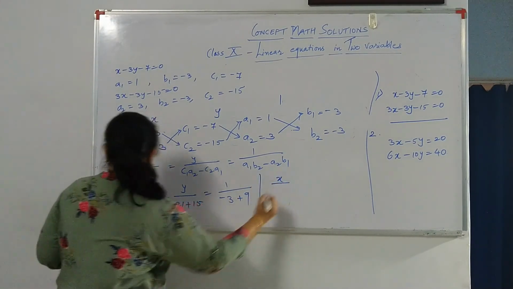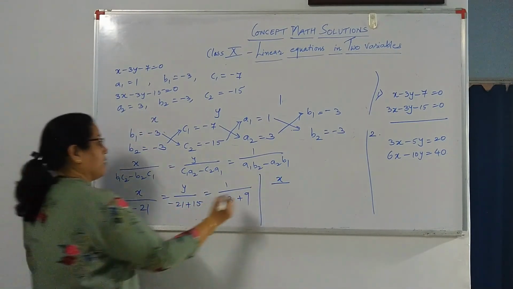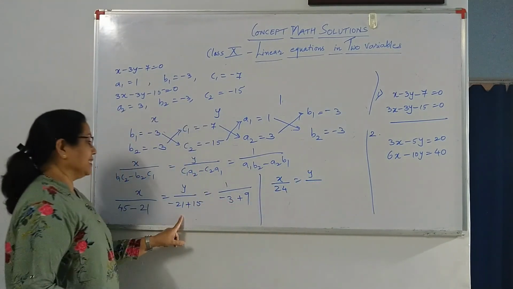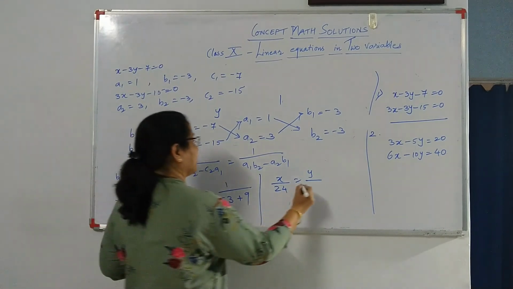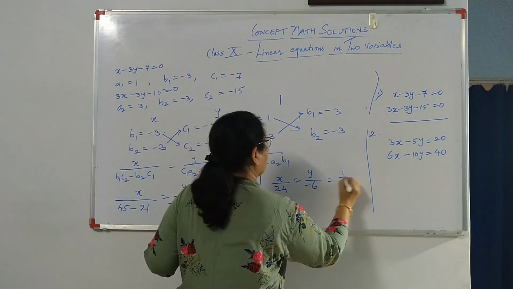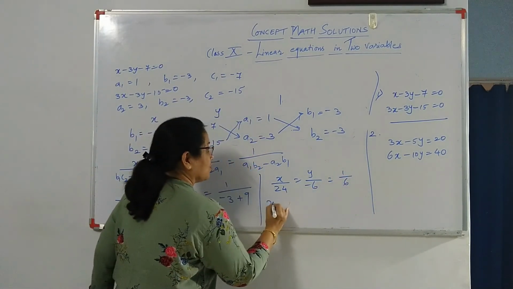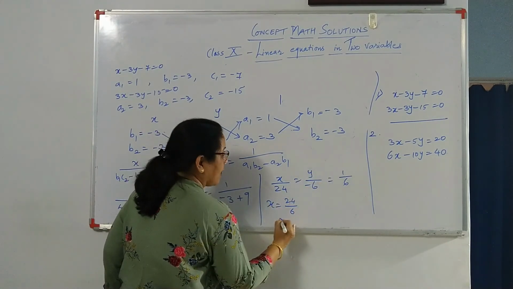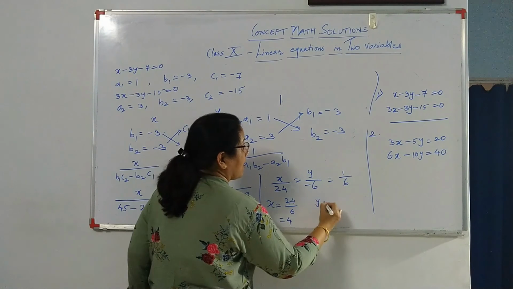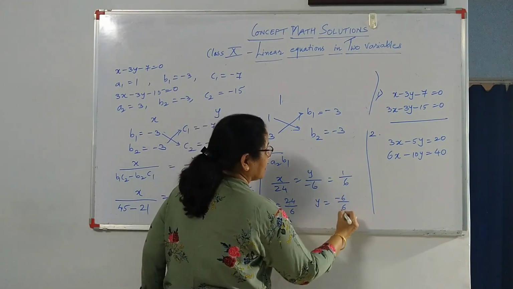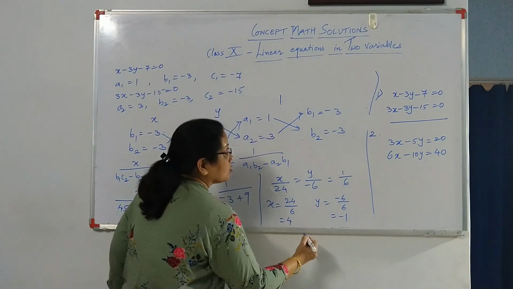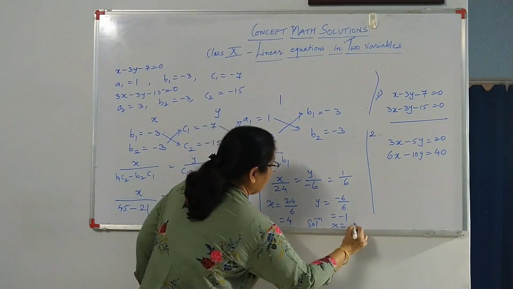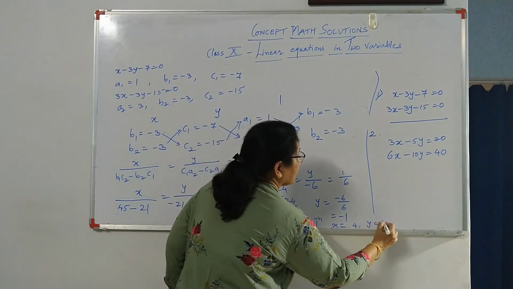So x upon this is 24, that's equal to y upon this is minus 6, is equal to 1 by 6. That gives you x as 24 by 6, right? And that is 4, and y as minus 6 by 6, and that's minus 1. So the solutions are x is 4, y is minus 1.